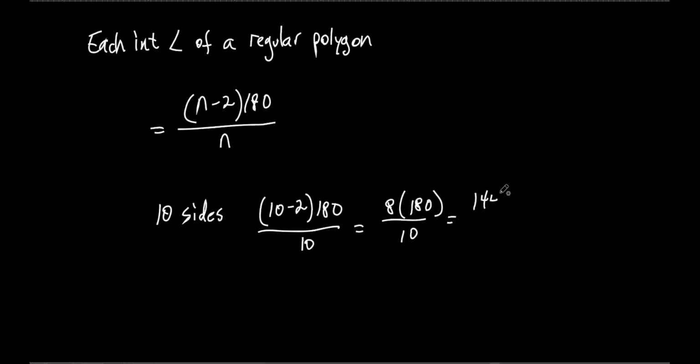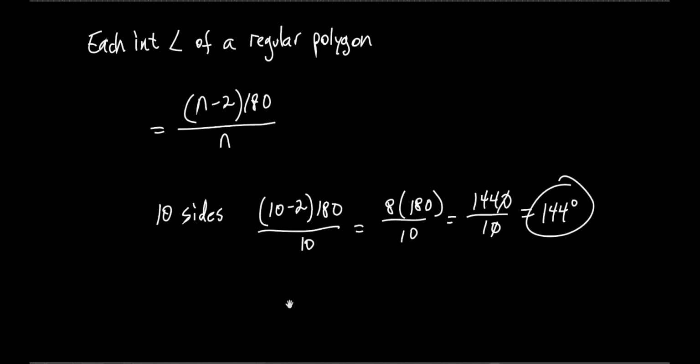1440, okay. 1440, divide that by 10. That math is really easy now. What's that? 144. So if you have a decagon, a 10-sided regular decagon, this only works when they're regular, okay? Each angle of a regular decagon is 144 degrees, all right?